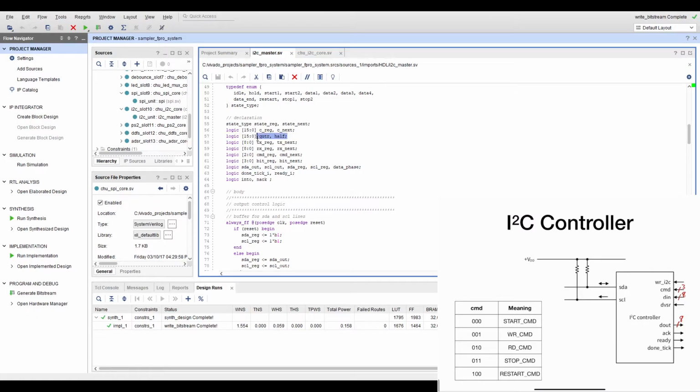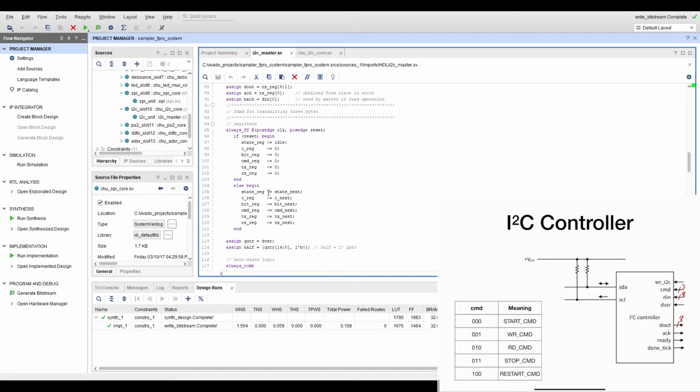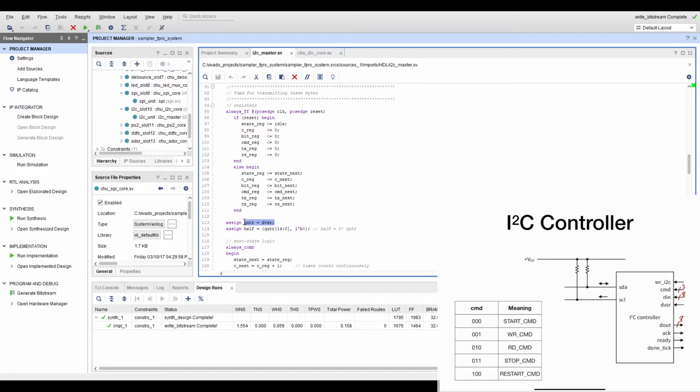Some are called quarter, some half, and if you take a look at the quarters and the halves, they're based on the divisor. So the quarter is the divisor, and for the half I just zero out that particular bit here. Basically I'm shifting it so I get half of it. The quarter isn't the divisor.